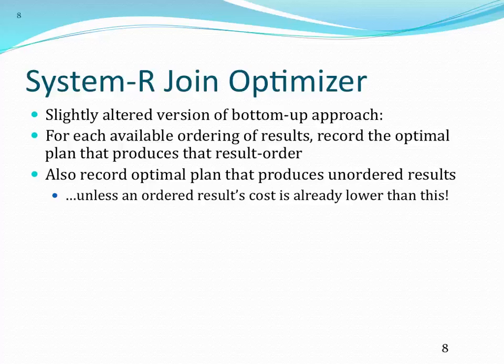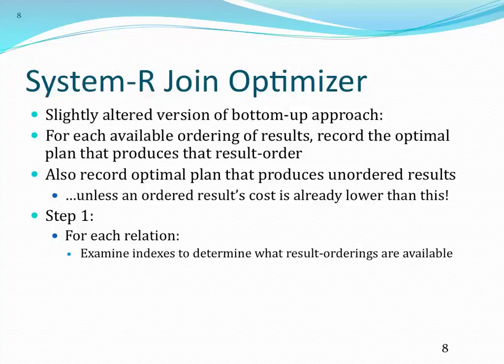So we have the optimal plan that produces no particular order, and then we also keep around plans that produce specific orders. And of course, we may have a situation where we don't need to keep around the unordered plan because we already have an ordered plan that's cheaper. Let's say we have a sequential file, and we can just scan through it and it's automatically in order. There's no reason to keep an unordered version around.